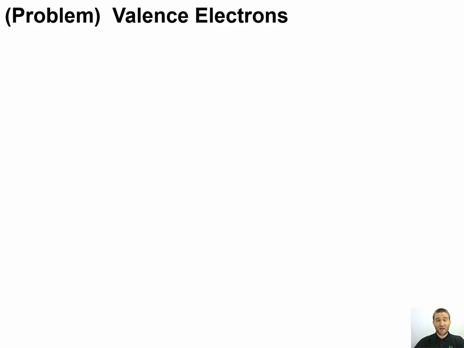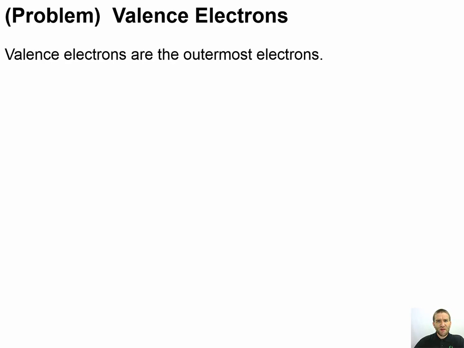Students often get confused with the idea of valence electrons and deciding what are and what aren't valence electrons. So I decided that rather than talk about it, I wanted to talk a bit and then have you solve a problem. So this will be one of our problem videos. Now, valence electrons are going to be, at least in part, the outermost electrons.